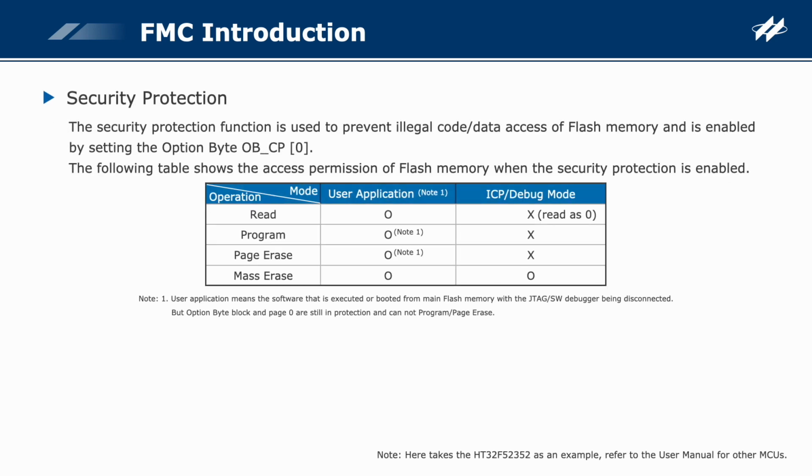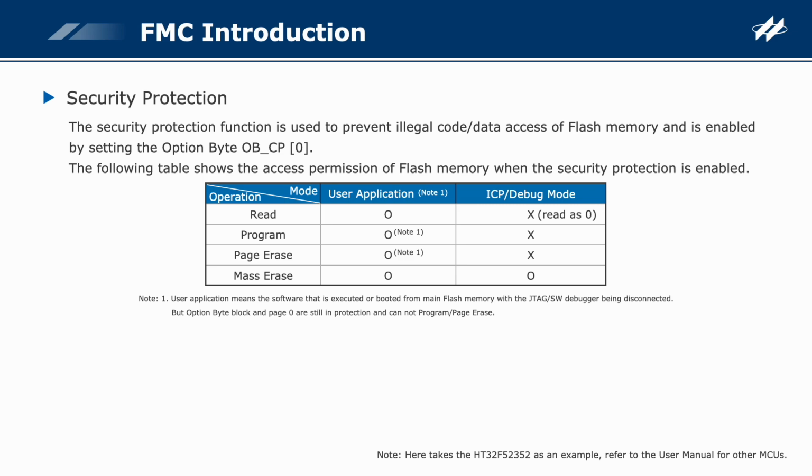The FMC security protection function is used to prevent illegal code or data access of flash memory and is useful for protecting the software or firmware from illegal users. The security protection is enabled by clearing the option byte OBCP 0-bit to 0. Only the mass erase operation can be executed to disable the security protection function.